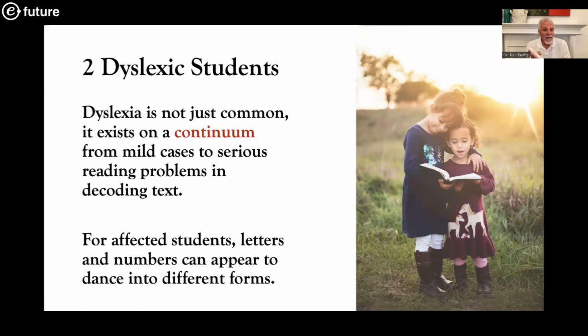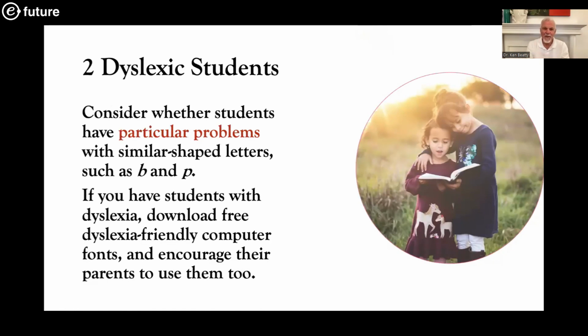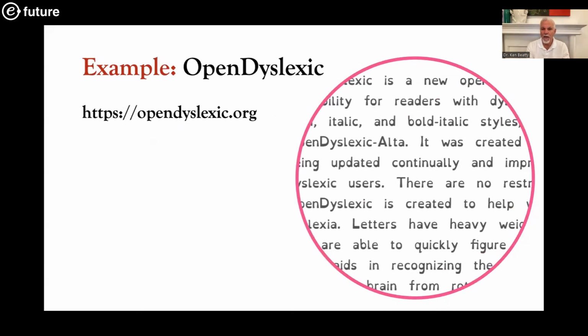For affected students, letters and numbers appear to be dancing on the page. It's just difficult to understand. Consider whether students have particular problems with similar shaped letters, such as B and P. Similar shapes, but a B, a P, and a D can be confused by students with dyslexia. If you have them, consider downloading the free dyslexia-friendly computer fonts and encourage their parents to use them as well. This is one example, Open Dyslexic. It's free. You can just download it.